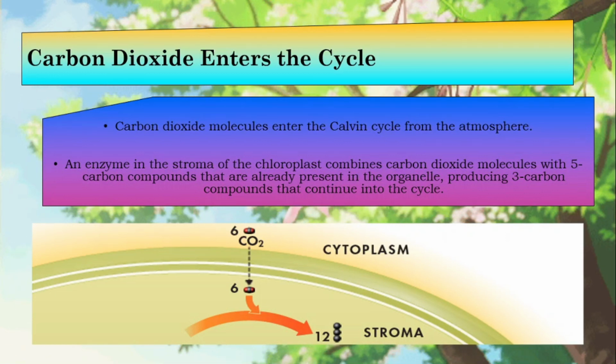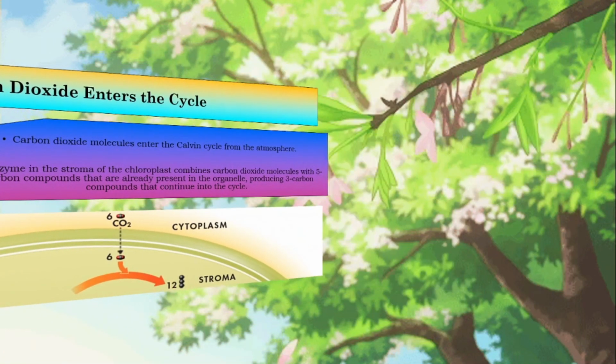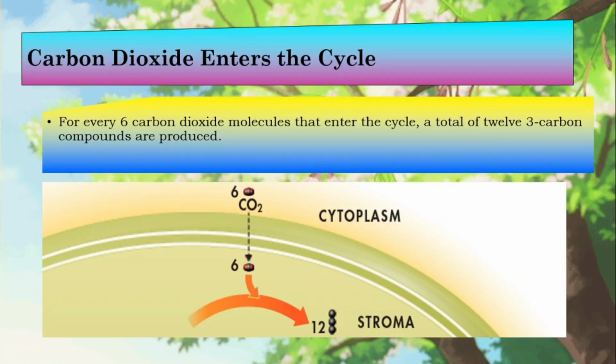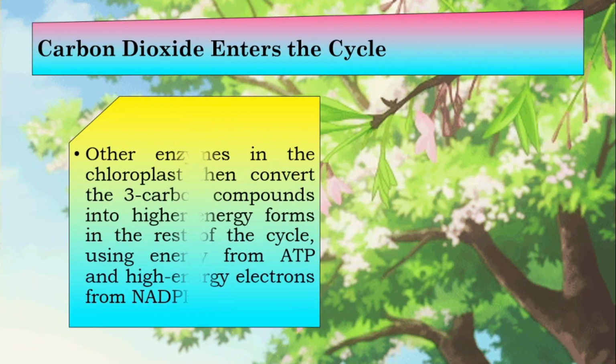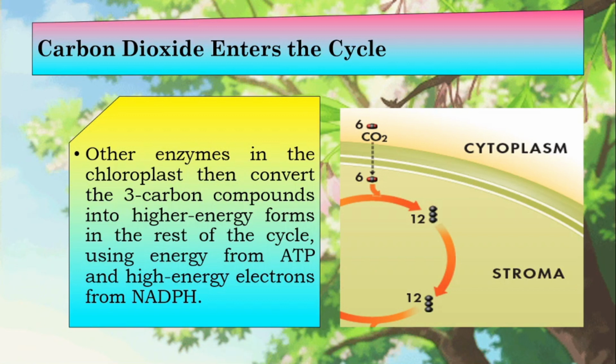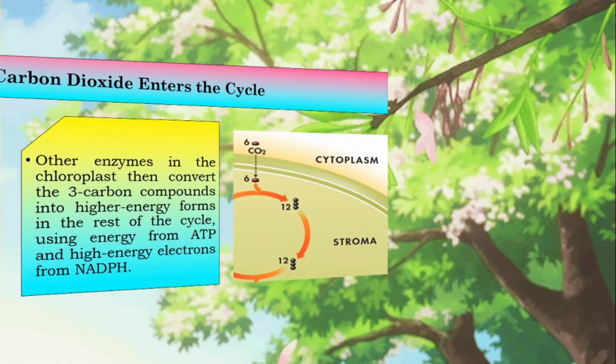An enzyme in the stroma of the chloroplast combines carbon dioxide molecules with 5-carbon compounds that are already present in the organelle, producing 3-carbon compounds that continue in the cycle. For every 6 carbon dioxide molecules that enter the cycle, a total of 12 3-carbon compounds are produced. Other enzymes in the chloroplast then convert the 3-carbon compounds into high-energy forms in the rest of the cycle, using the energy from the ATP and high-energy electrons from the NADPH.